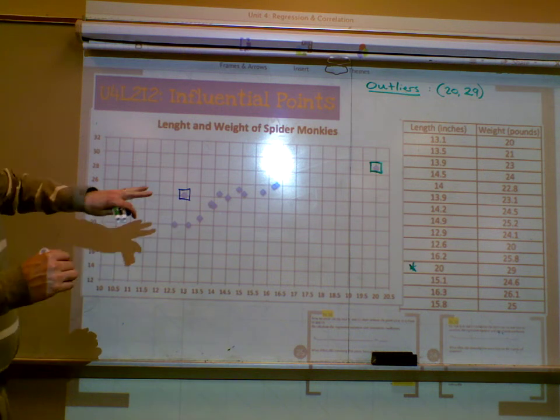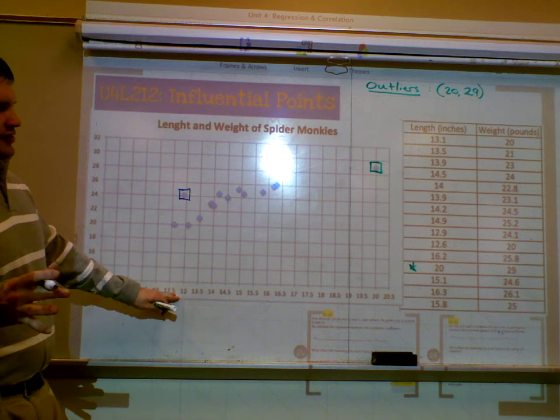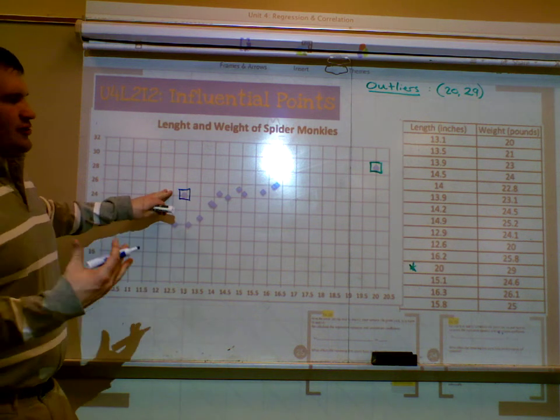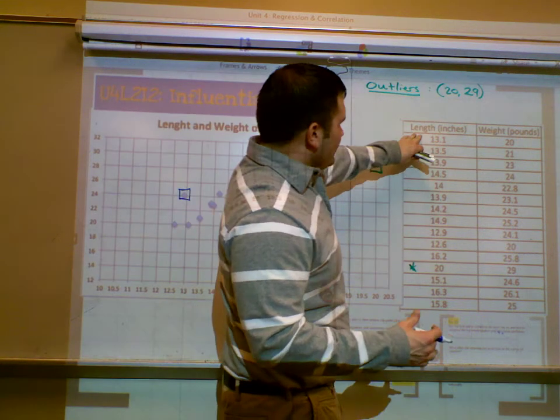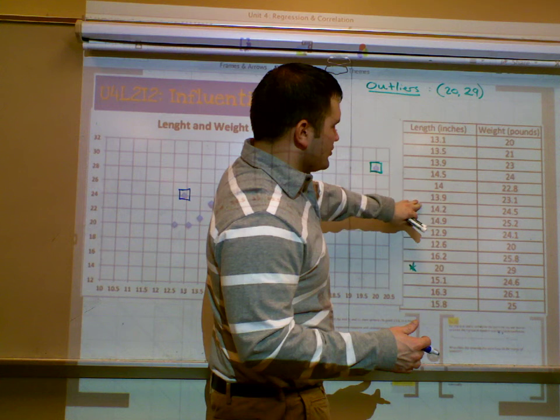Okay. Well, let's look at our data. It's close to 13, but not quite 13, right? And it's close to 24, so let's find something that's close to that on our data. 13, 20, that's not it. 13.5, that's not it. Too big.